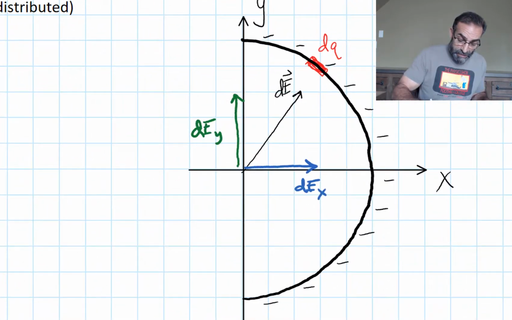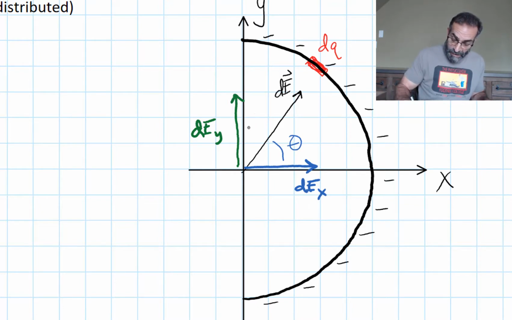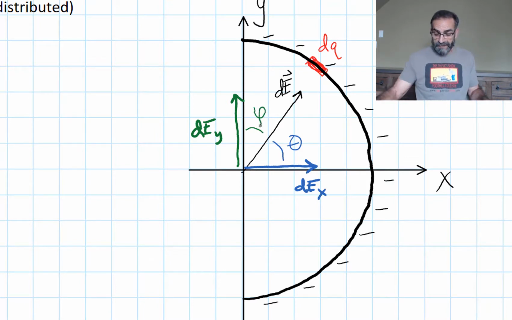I'll use blue for this angle, and I'll call that theta. Or we could pick this angle up here. I'll use a green color, and I'll call that phi. If we use theta, then the x component has a cosine theta in it, and the y component has a sine theta. And if we use phi, it's the other way around: the x component has a sine, and the y component has the cosine.